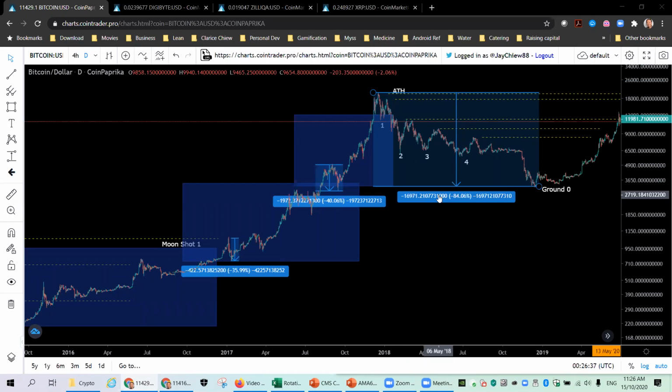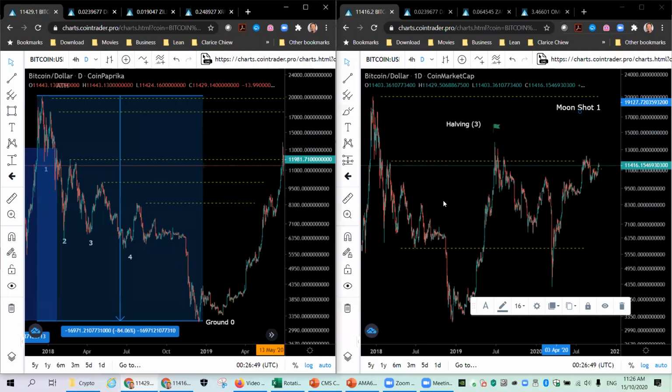Okay. All right. Is there a recent Moonshot 1 safe exit for BTC? Yes. One easy way to do it is just sell at all-time high. That would be one way.